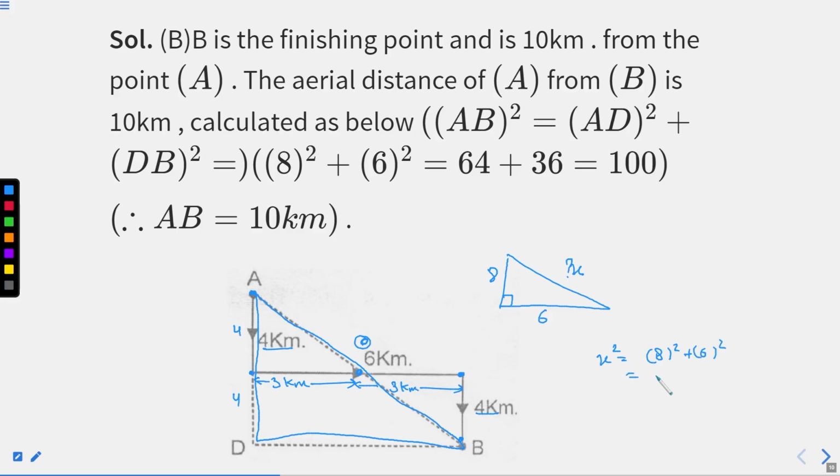That comes out to be 64 plus 36, which is 100. That is x square. If we find x, it comes out to be 10, right? So the distance is going to be 10 kilometers. You will find the same solution here as well, where they are using the distance in this manner. They are representing x as AB, right? That is A, B and D, right?